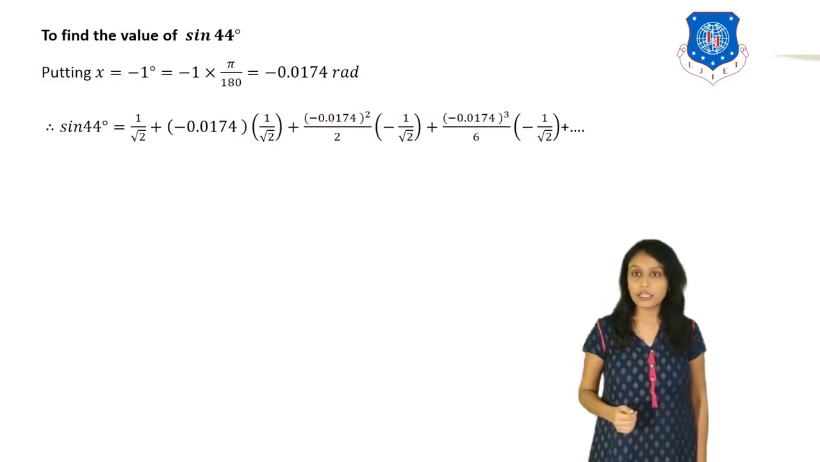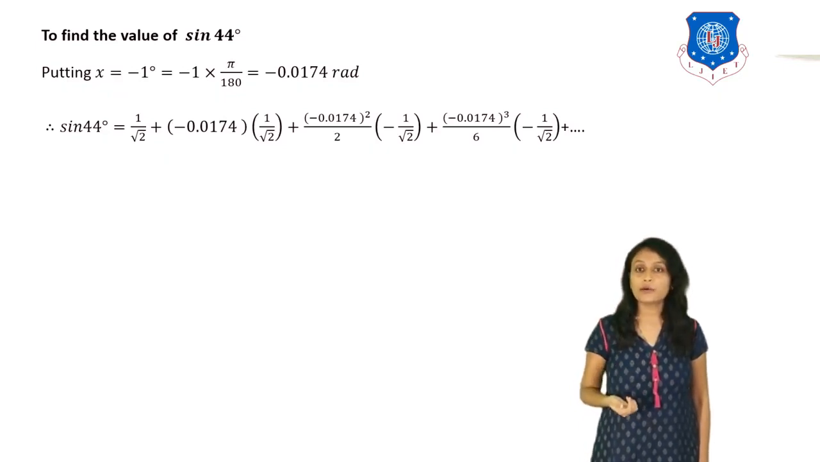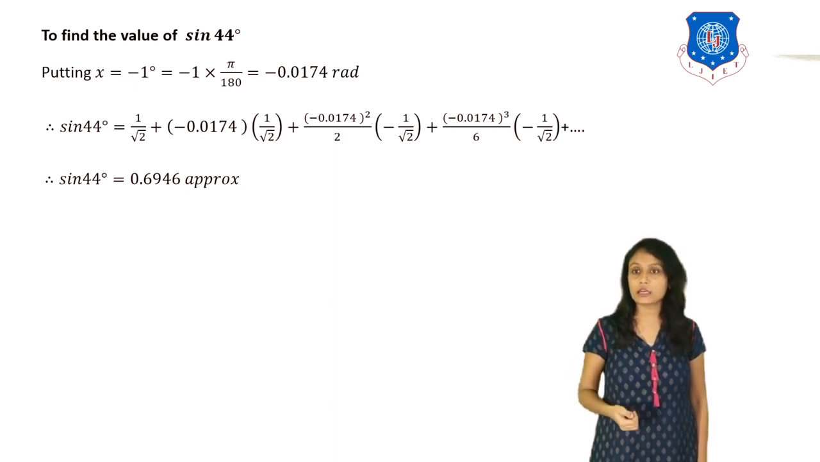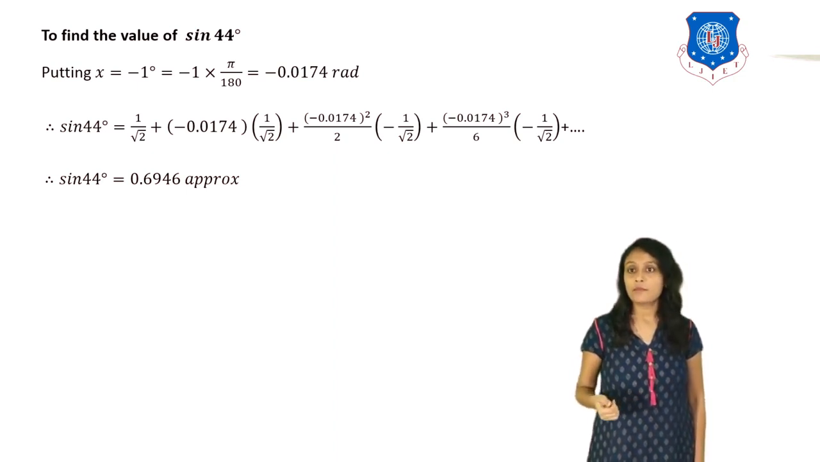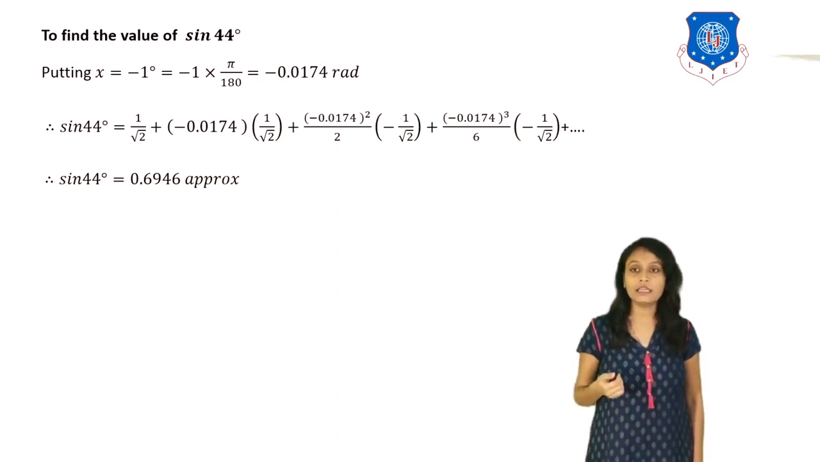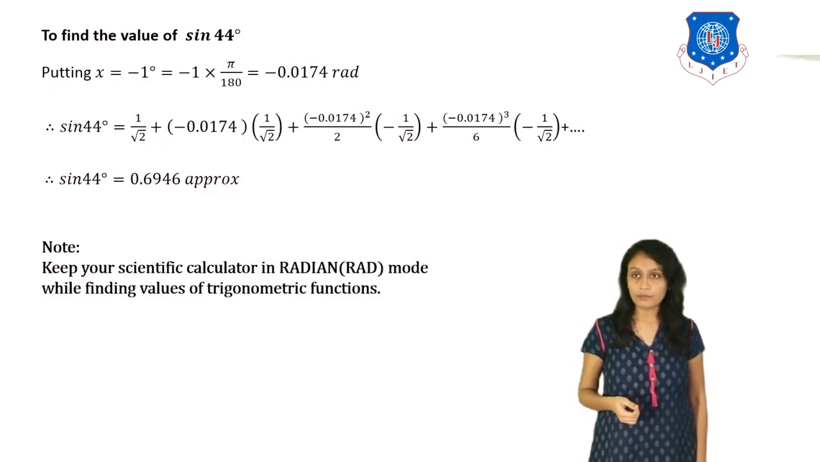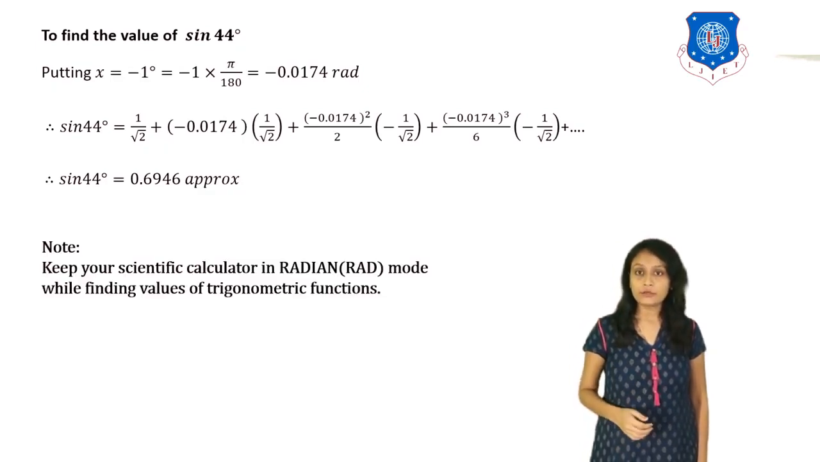Now for sin 44 degree, in place of x, everywhere we have to substitute minus 0.0174, right? And we have to do simplification to get the answer of sin 44 degree, that is 0.6946, which is the approximate value. Okay, so again I will tell you that whenever you are solving this type of sum, you have to keep your calculator in radian mode, right?